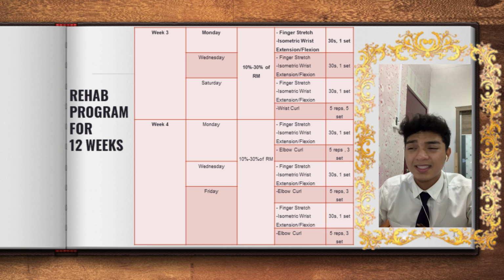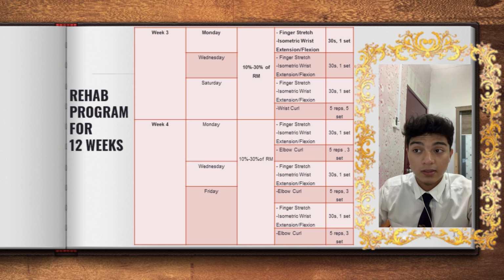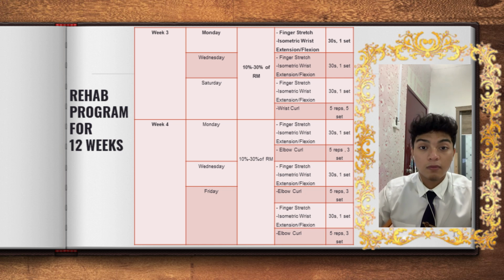We will do 30 seconds for one set. For Wednesday also we have finger stretch, isometric wrist extension flexion, also 30 seconds for 1 set. And for the last day for week 3, we have finger stretch, isometric wrist extension flexion for 30 seconds 1 set, and have one new exercise which is wrist curl for 5 reps and 5 sets.